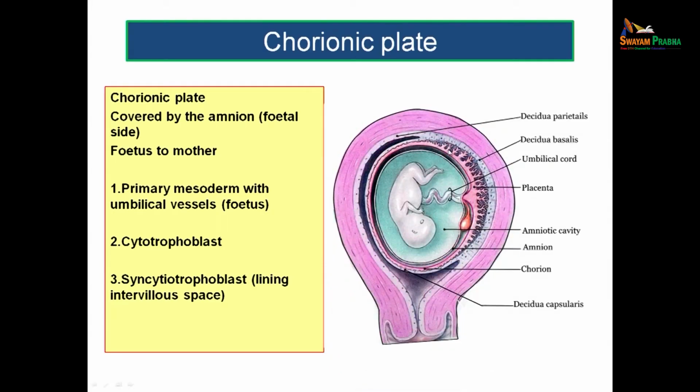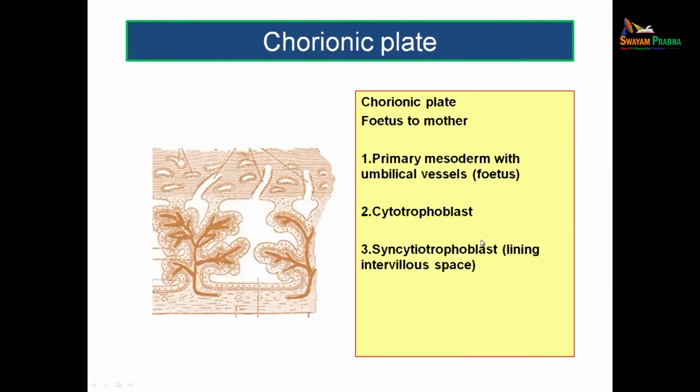So, this is the chorionic plate on the fetal side. You can see many finger-like projections. So, what are the structures? If you look from fetus to mother, first you will see the mesoderm. Then you can see the finger-like projections, which are actually the trophoblast. Which structures are seen in the finger-like projections? You will get the cytotrophoblast first, then the syncytiotrophoblast. The syncytiotrophoblast lines the intervillous spaces.